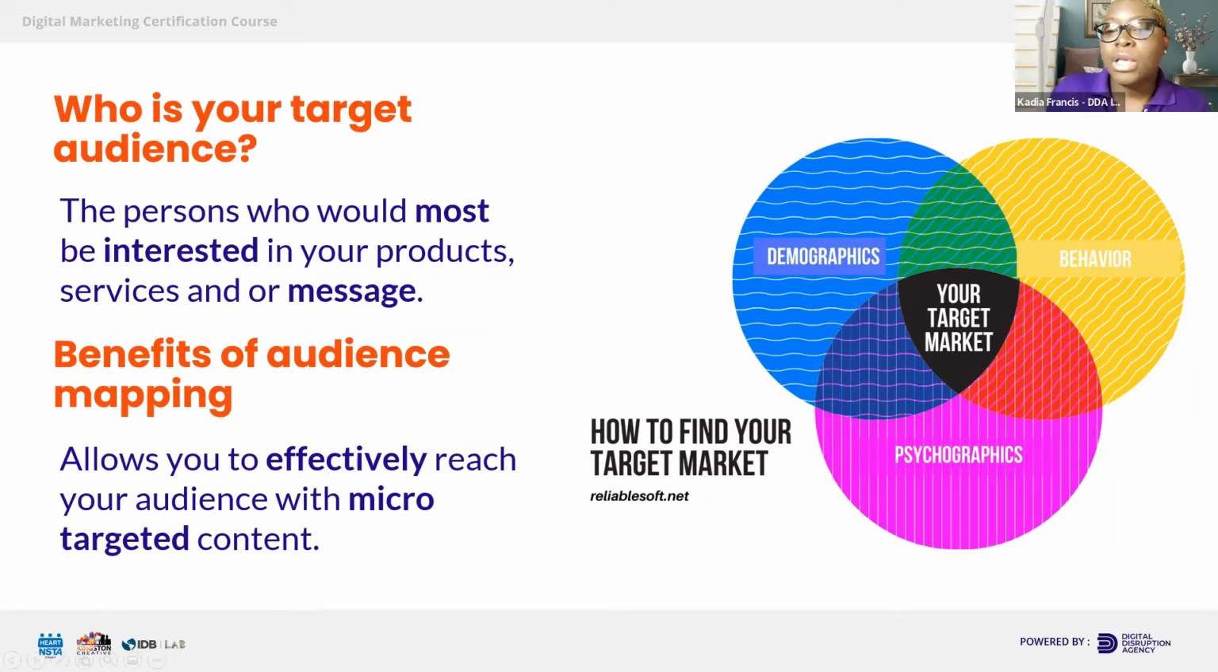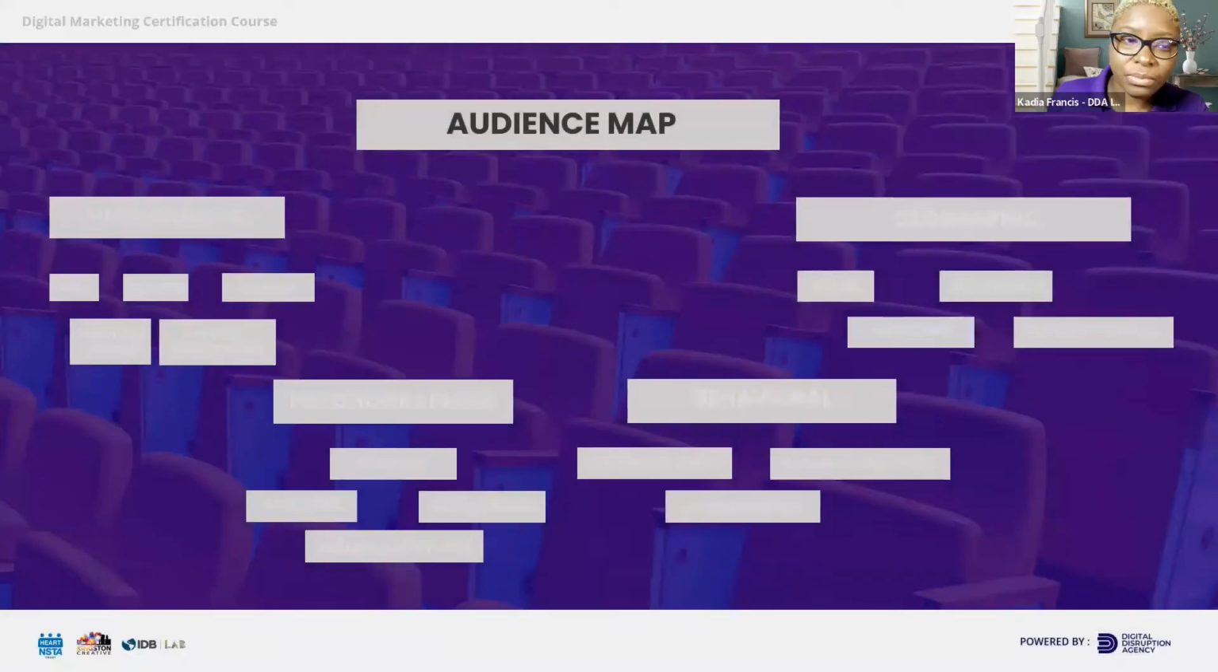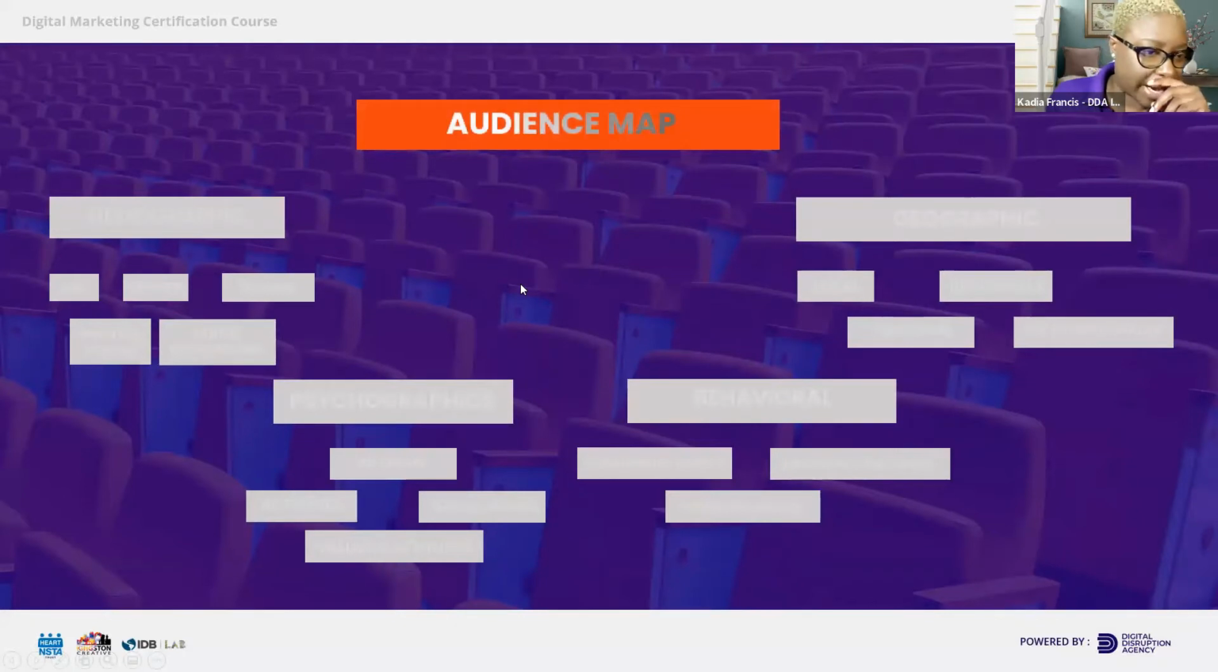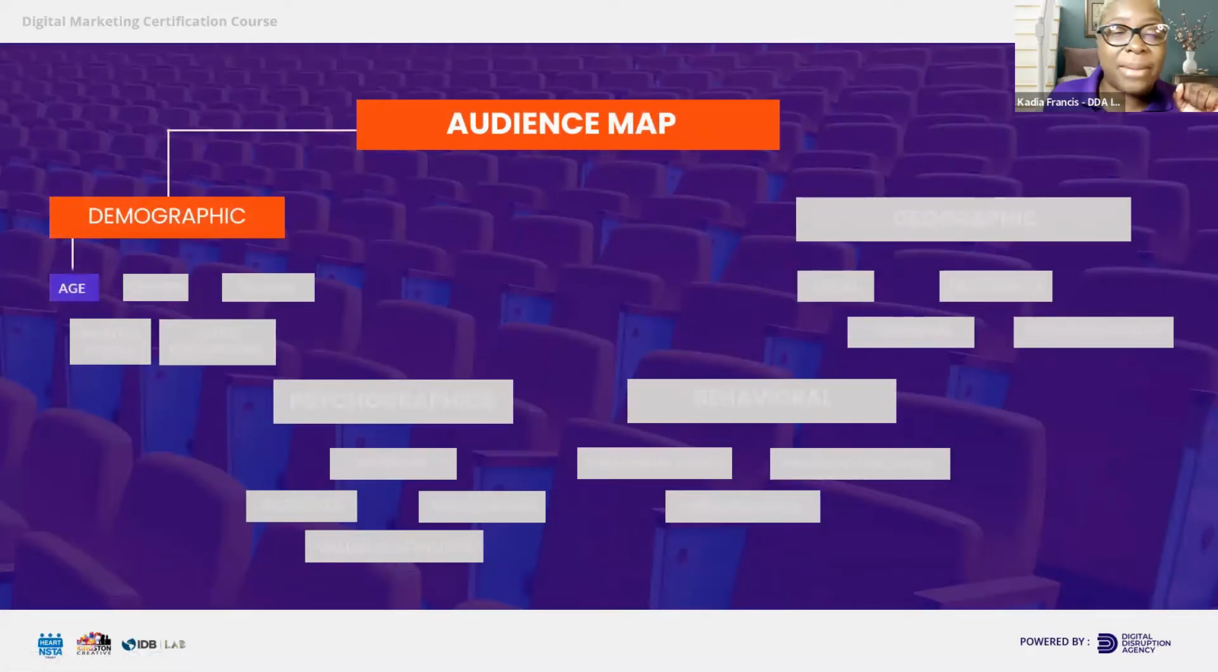All right? So now there's a strategy that we use as digital marketers to help businesses figure out who their target audiences are. There are four things we look at: demographics, behavior, psychographics, and geography. And we're going to look into that now. So let's look at our audience map. Let's look at the demography.